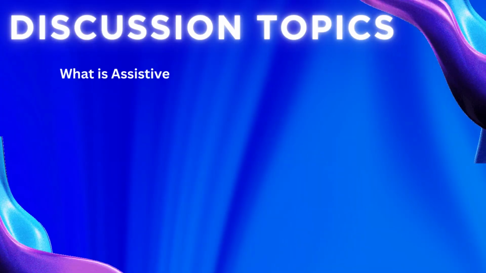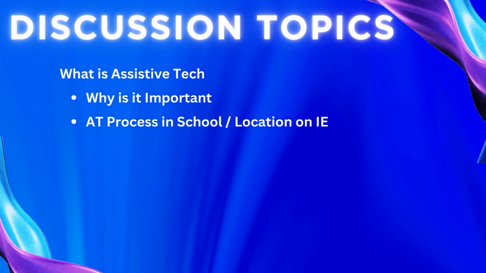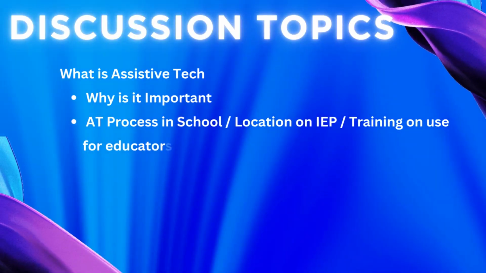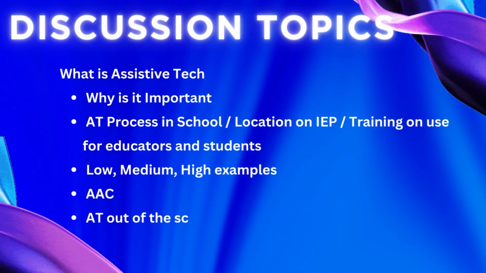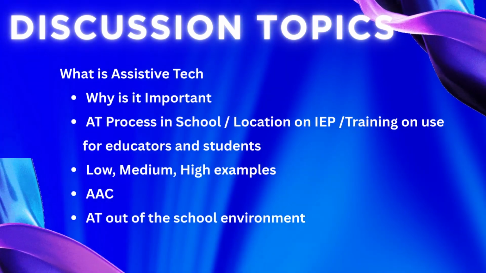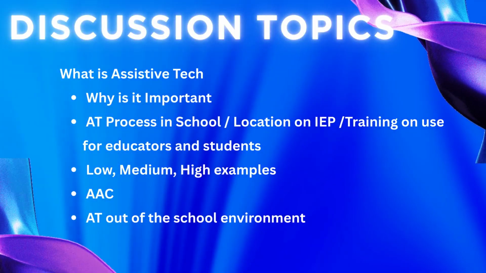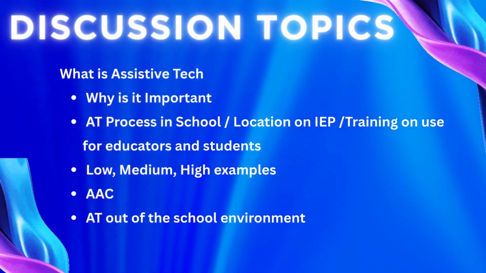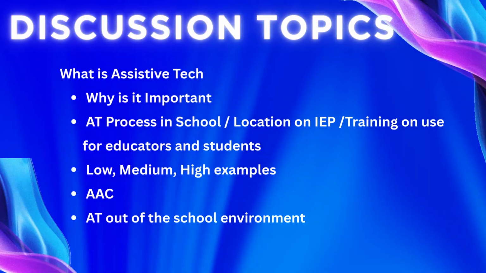In our first section, we ask the questions, what is assistive technology, or AT? Why is it important for students and their development? What does the process look like in the school setting, including where is AT listed in an IEP document? And how does training work for staff and students? Then we will give examples of low, medium, and high-tech AT.